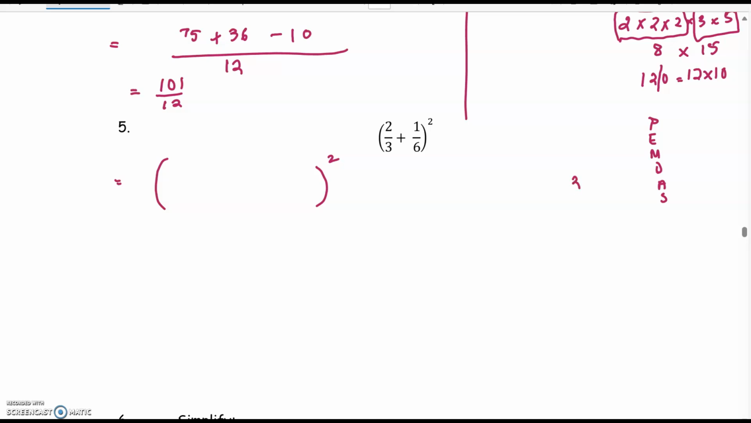So we have 3 and 6. These two numbers are small enough that we can list the multiples. 3 ones are 3, 3 twos are 6, and now we found our common multiple. 6 ones are 6, so 6 is our least common multiple.